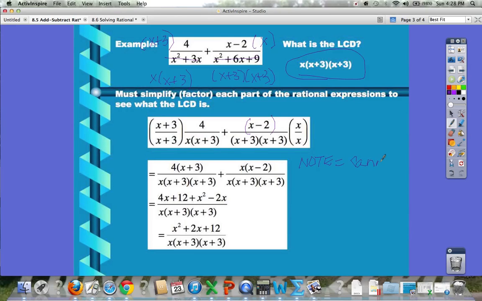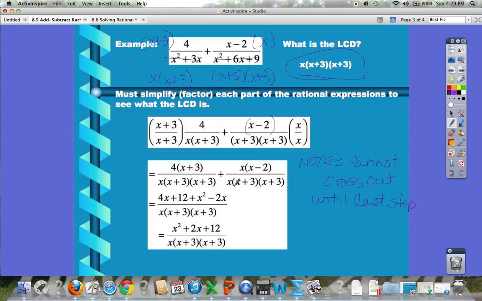Cannot cross out until last step. This is only true when you're adding and subtracting.